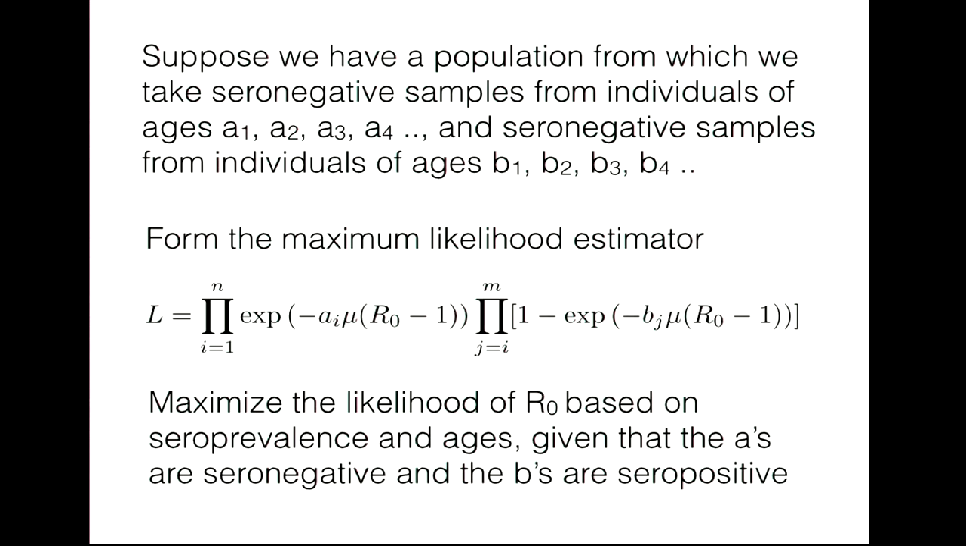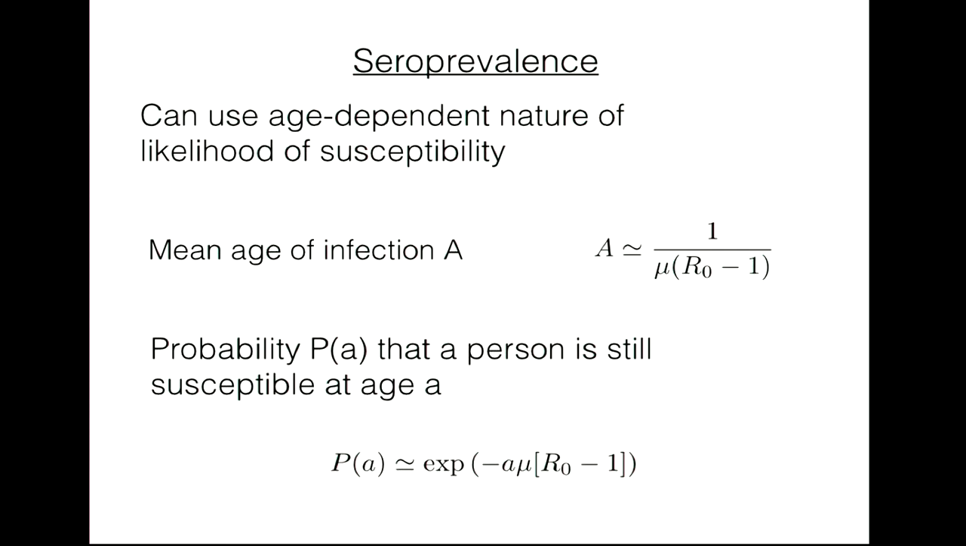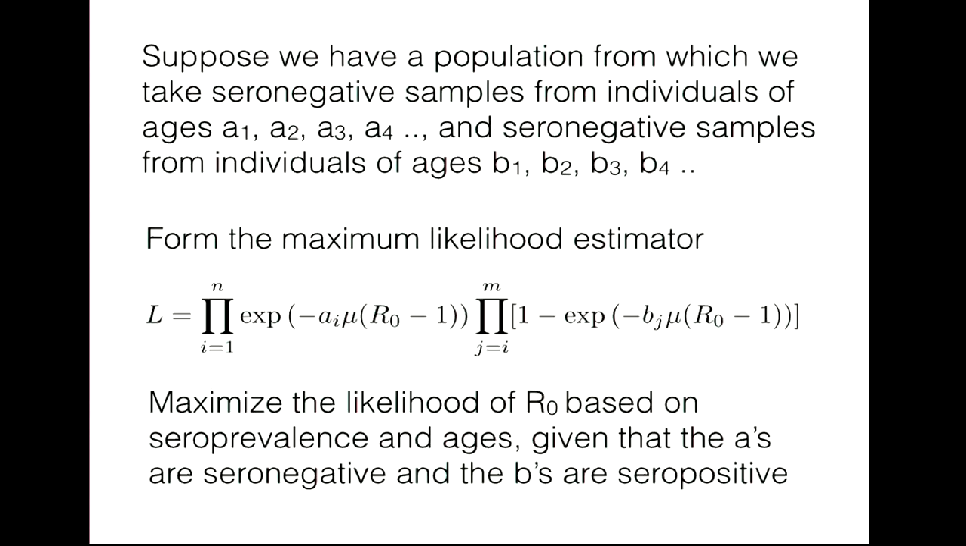These are independent probabilities, so the probability of having an individual of age A1, A2, A3, A4 being seropositive is an exponential of where the age of that individual appears here, and this is the average lifetime that appeared in the mean age of infection in the previous slide. So this is a set of probabilities for finding people who are seropositive at ages A1, A2, A3, A4, etc. This is multiplied by the probability of finding a person which is seronegative, which is 1 minus the other probability, which is 1 minus, so those ages are Bj.